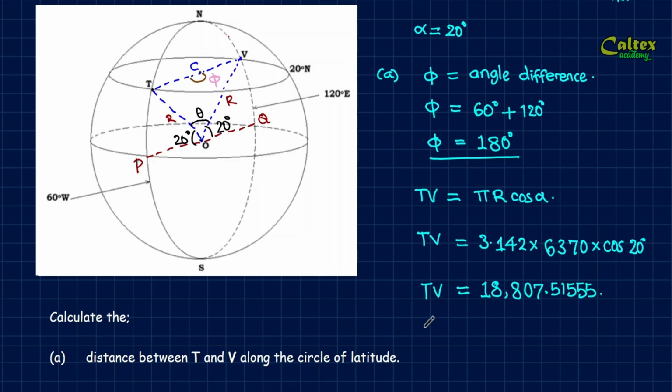So we can approximate this to 2 decimal places. Therefore, our TV through the eastern hemisphere is the same as through the western hemisphere, approximated to 18,807.52 kilometers. So that becomes the solution for the first question here.